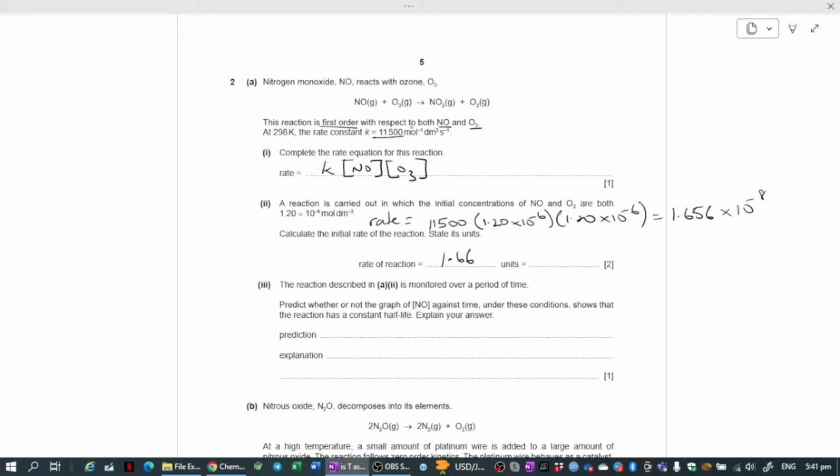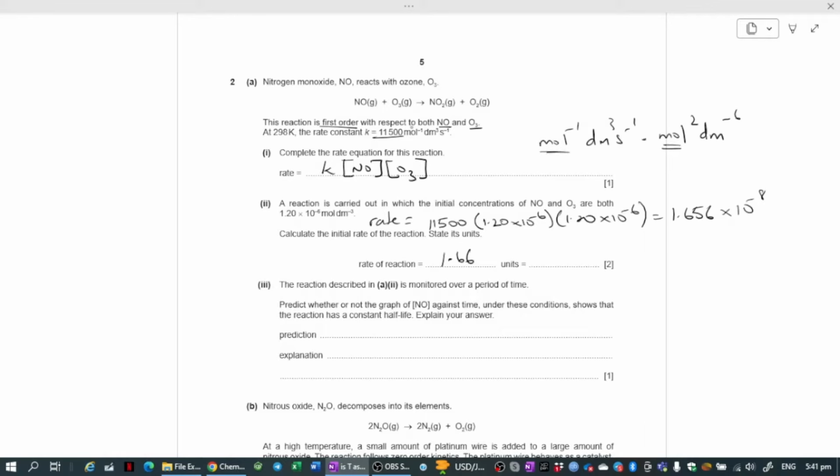And what are our units? So essentially the rate constant term is mole to the minus 1 dm cubed s to the minus 1. And then this is being multiplied by essentially mole squared dm to the minus 6. And when we multiply, by the laws of indices, when we multiply indices like these, once we have the same base, we simply add the exponents.